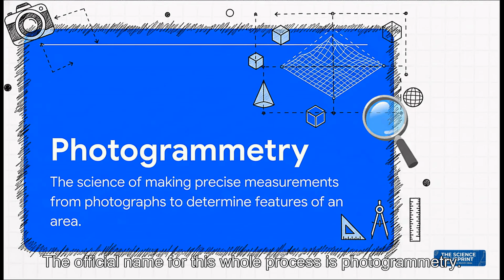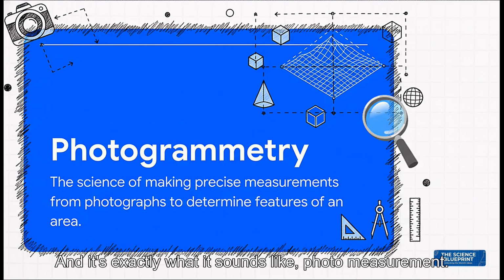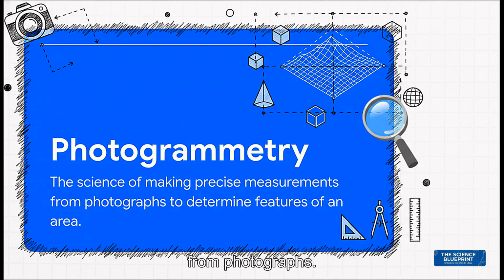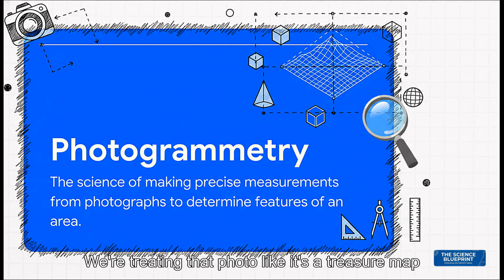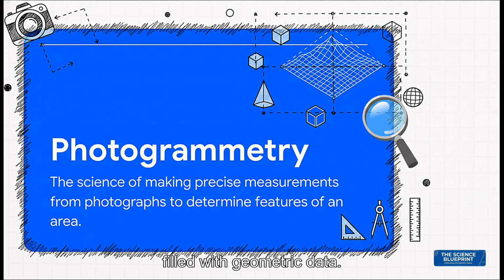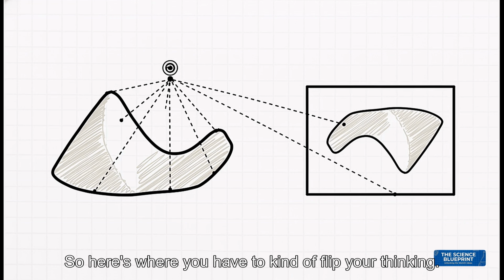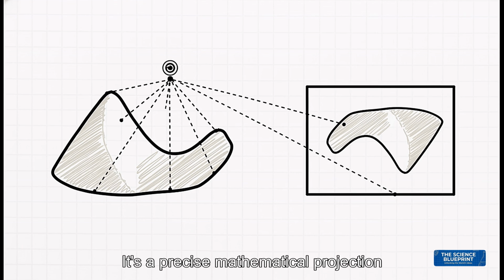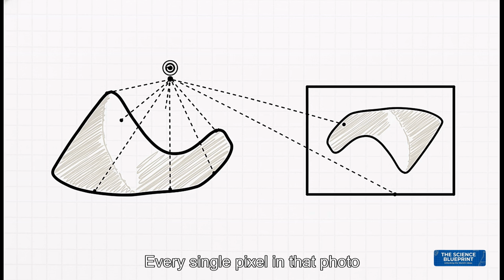The official name for this whole process is photogrammetry, and it's exactly what it sounds like. Photo measurement. It's the science of taking incredibly precise measurements from photographs. We're not just looking at a pretty picture. We're treating that photo like it's a treasure map filled with geometric data. So here's where you have to kind of flip your thinking. An aerial photo isn't just art. It's a precise mathematical projection of the three-dimensional ground onto a two-dimensional surface. Every single pixel in that photo corresponds to a real point on Earth.